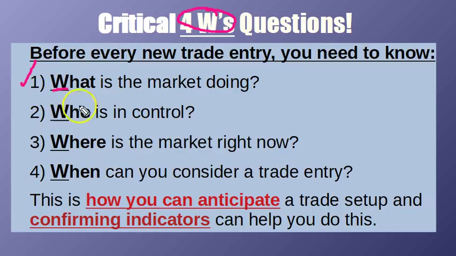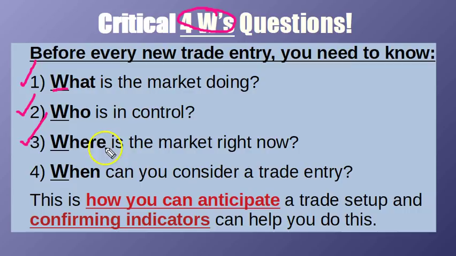So, very first, what is the market doing? Basically, are we in an uptrend or a downtrend, or are we sideways? Number two, who's in control? Are the bulls or bears in control? Bulls represented by the buyers, and the bears represented by the sellers.